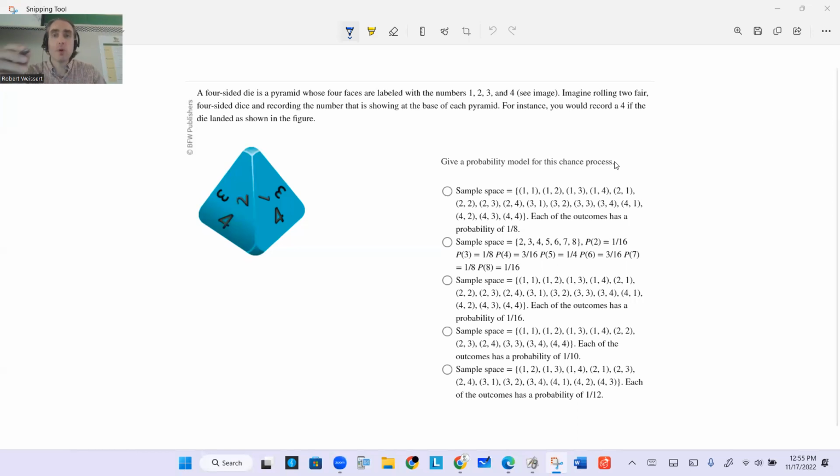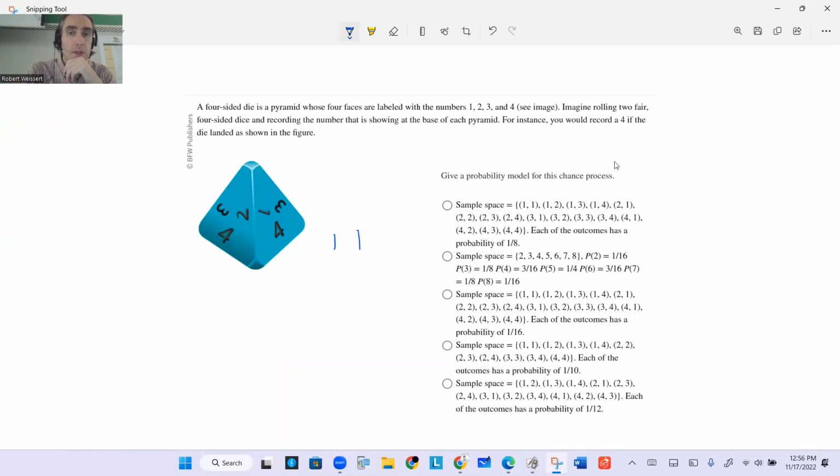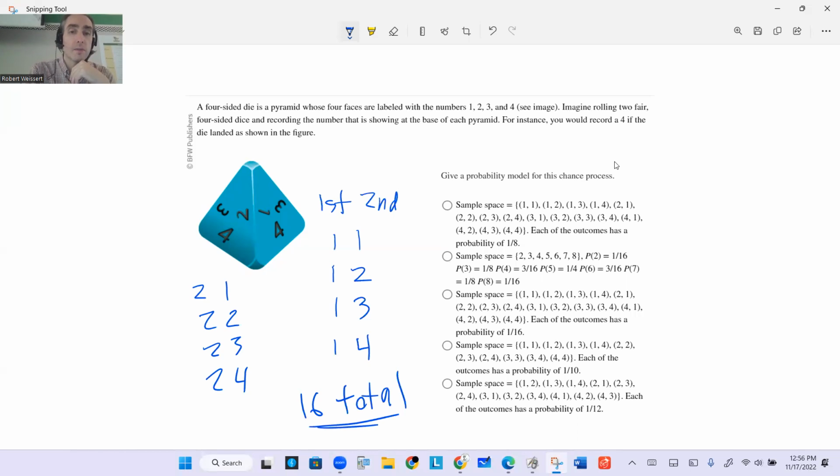If each side has 4 numbers on it, then you're looking at 16 total possibilities, because you're going to roll it once and then roll it twice. The combinations would be 1,1; 1,2; 1,3; 1,4. The first roll could be a 1 and the second roll could be a 1, but it also could be a 2, 3, or 4. Then you would repeat that process with the 2s: 2,1; 2,2; 2,3; 2,4. And so on with the 3s, and so on with the 4s. So there's going to be 16 total.